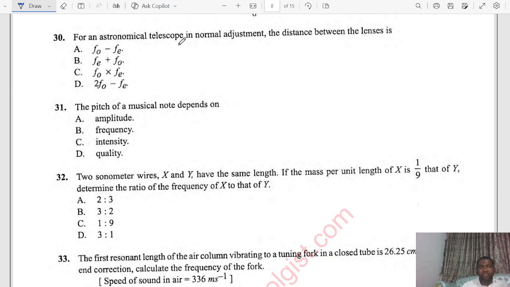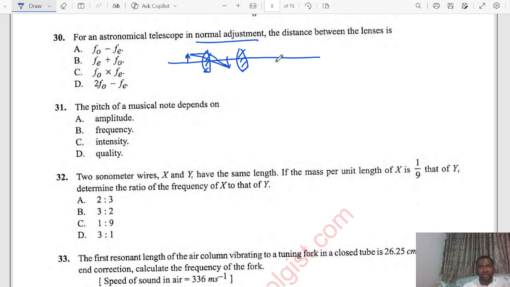Now this one says for an astronomical telescope in normal adjustment, the distance between the lenses is, well, I wish I could draw this. An astronomical telescope consists of two convex lenses like this. When you say normal adjustment, it simply means that the final image is at infinity, and for the final image to be at infinity, I'm drawing this because I've forgotten exactly.